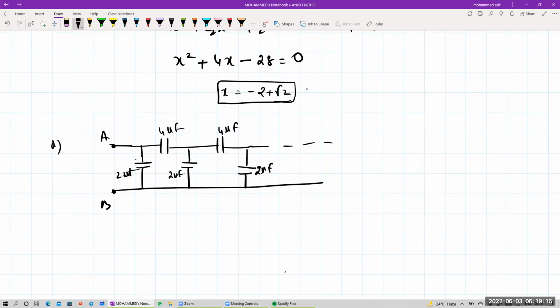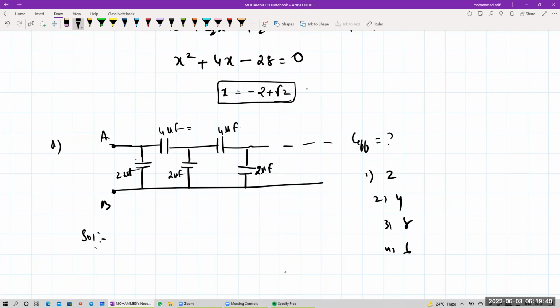So what is the equivalent now? C effective is equal to how much? Equivalent capacitance between A and B. I'll give the options: 2, this one is 4, next one is 8, fourth one is 6. Tell me quickly. Apply the shortcut trick.